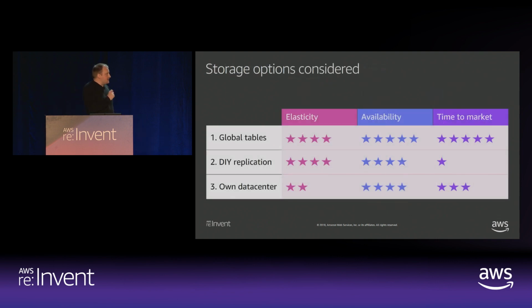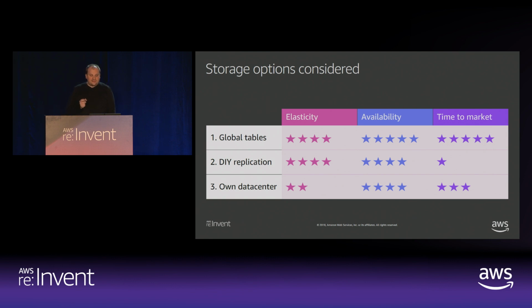So before we settled on global tables, we had also other options. One of the options was to use just DynamoDB tables and do our own replication system. That was actually the first thing that we considered before global tables was announced.